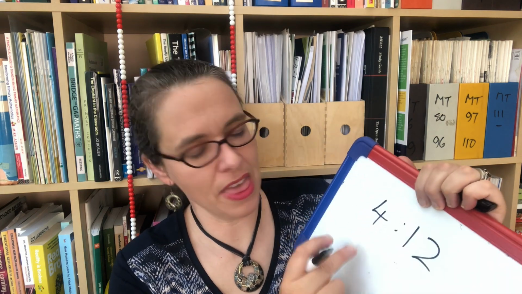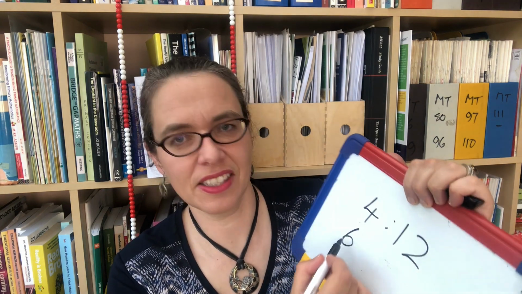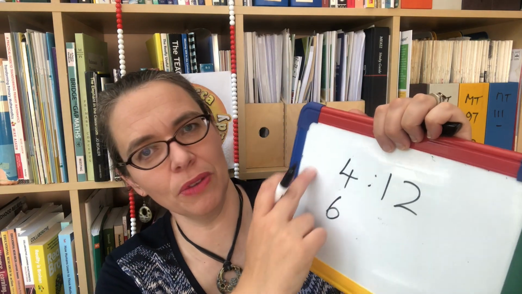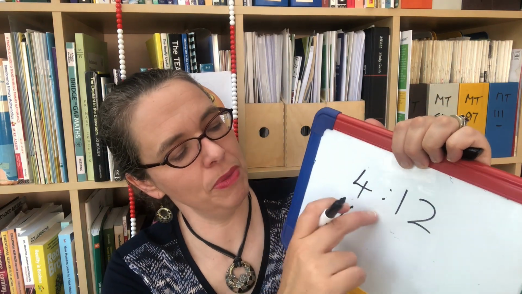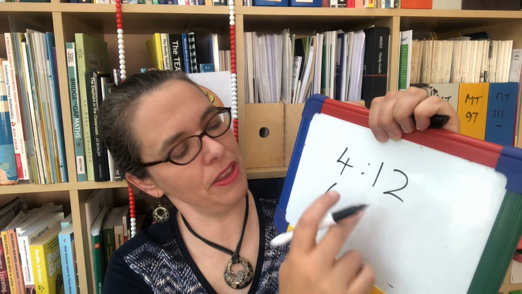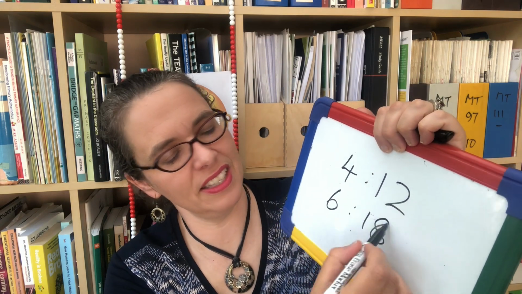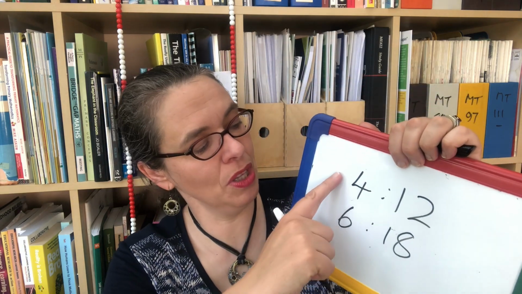Sometimes one's easier, sometimes the other is easier. So for example, if a question was asking me to find the equivalent ratio of 4 to 12 when this number is 6, I might not feel comfortable multiplying by 1.5, but I've noticed that that way I'm multiplying by 3, and I can do that, so that's 6 to 18. But if I had felt comfortable multiplying by 1.5, that would have worked as well.